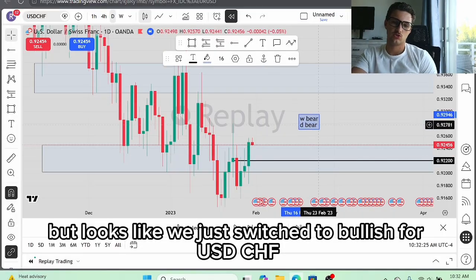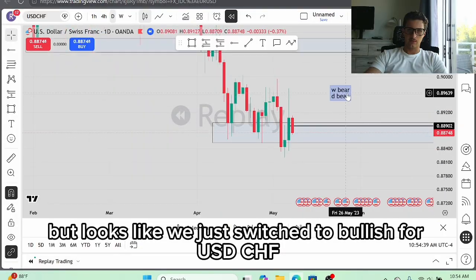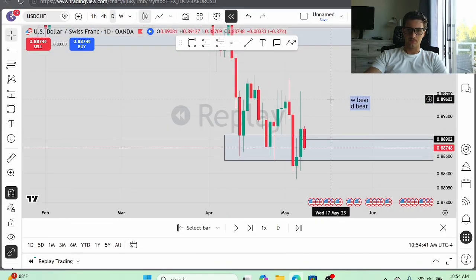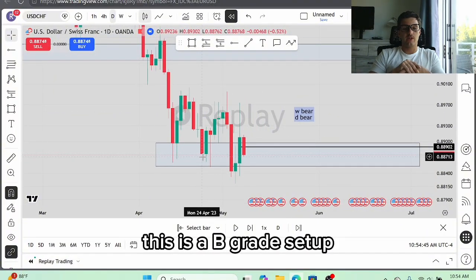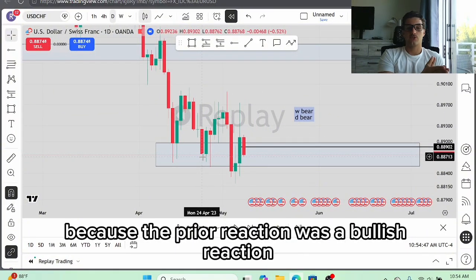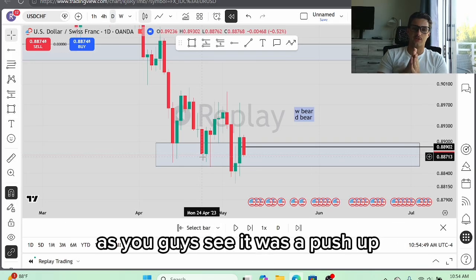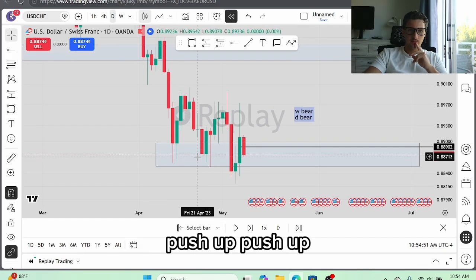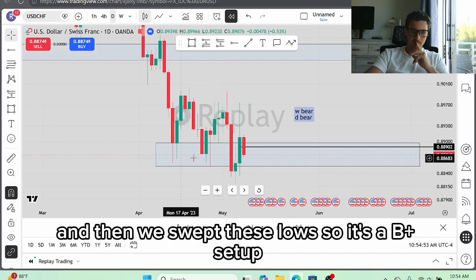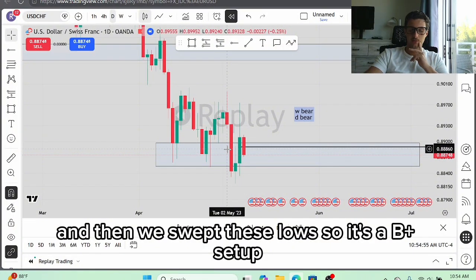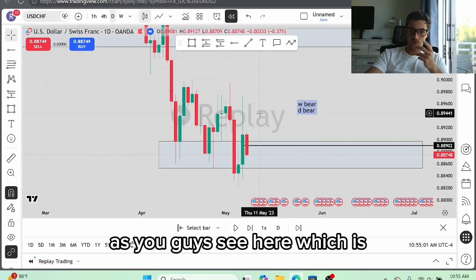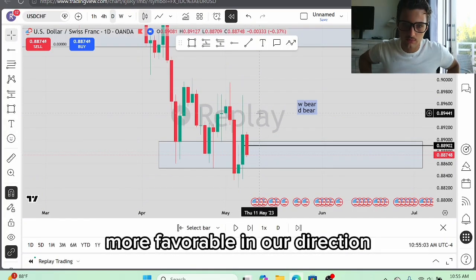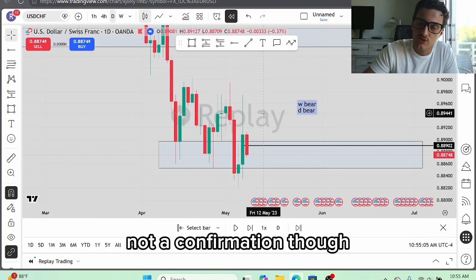But it looks like we just switched to bullish for USD CHF. Obviously, we're at a resistance level. This is a B grade setup because the prior reaction was a bullish reaction. As you guys see, it was a push up, push up, push up, and then we swept these lows, so it's a B plus setup. And with this huge liquidity grab, as you guys see here, which is what we want, more favorable in our direction, not a confirmation though.